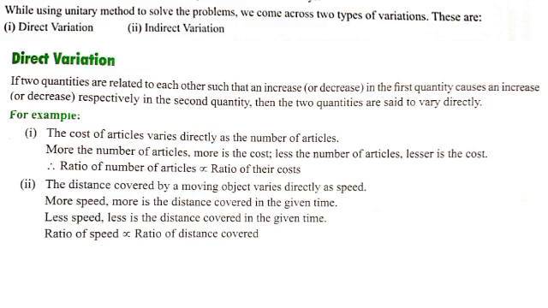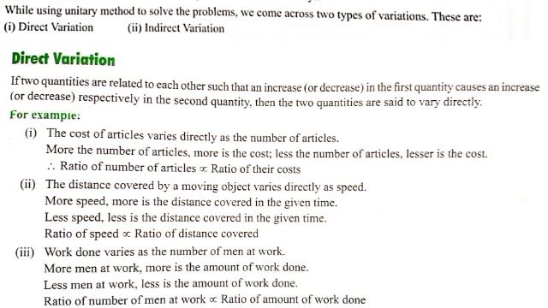The distance covered by a moving object varies directly as speed. More speed, more the distance covered in the given time. Less speed, less distance covered in a given time. Ratio of speed is directly proportional to the ratio of distance covered.